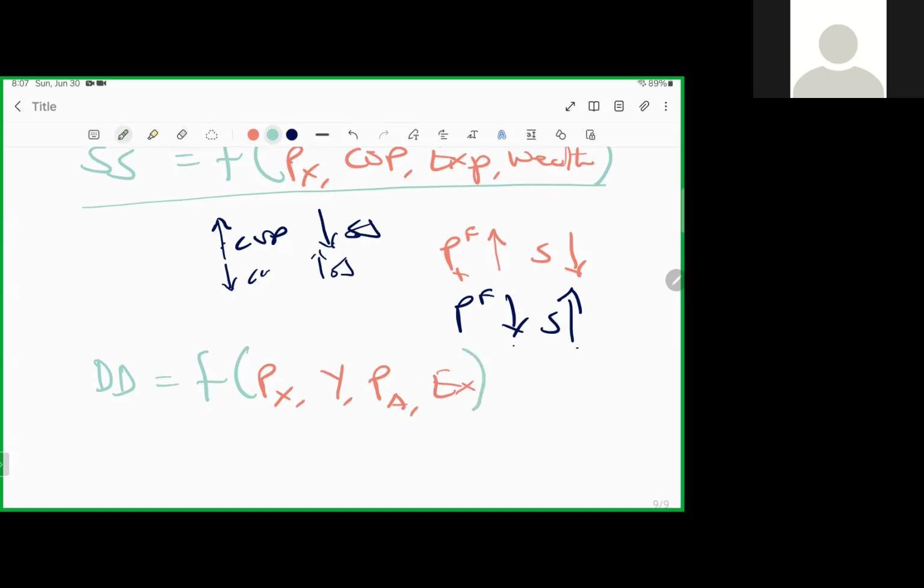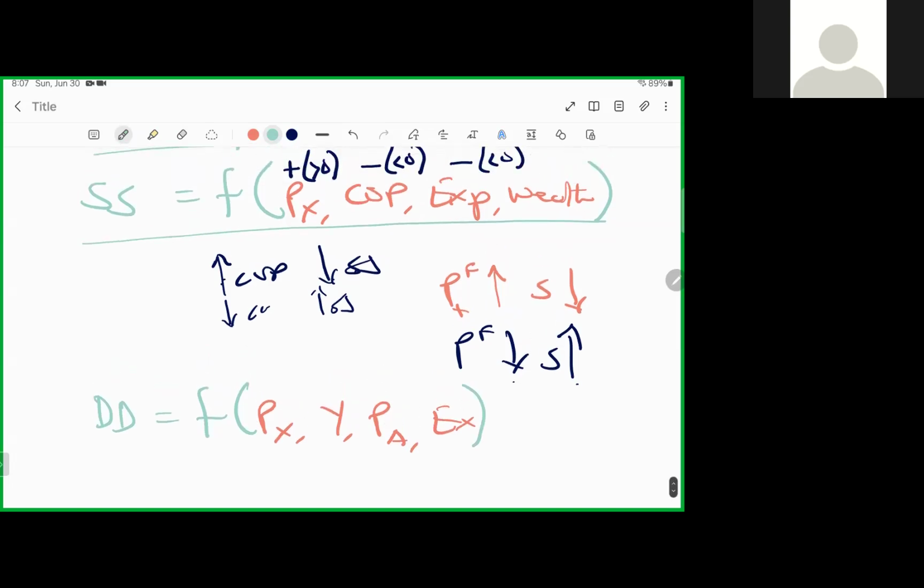So in this particular case, the price effect on demand, instead of being positive as on the supply side, will be negative, because there is a negative relationship between price and demand. What about income? There is a positive relationship. What about the price of other goods? It depends on which good you are looking at.